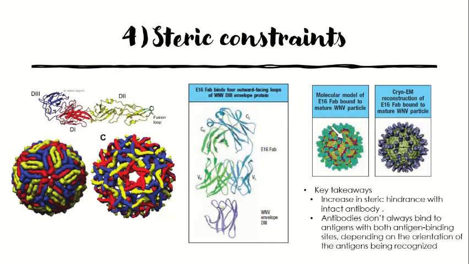Based upon the structure of the virus, 180 sites were identified where the E16 antibody could bind the virus. But the crystallographic and electron micrographic studies showed that even with an excess of the E16 Fab fragments that they used, only about 120 of the total 180 D3 domains of the E protein were able to bind to the E16 Fab fragments.